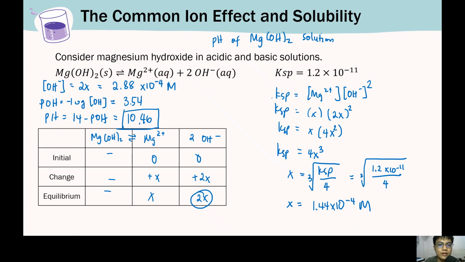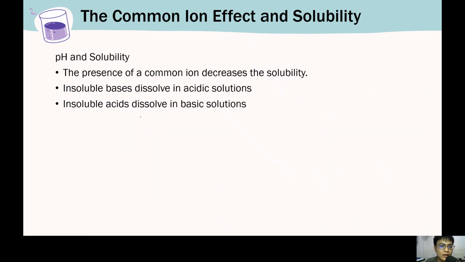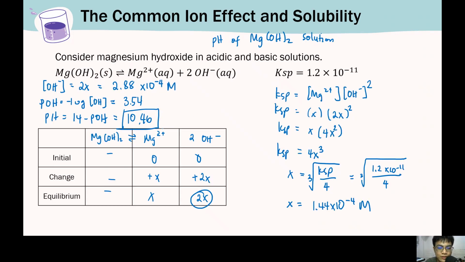So what does that mean? Okay. So our magnesium hydroxide will be more soluble in pH less than 10.46. Why? Magnesium hydroxide is an insoluble base, and it will dissolve in acidic solutions, meaning that if you have a pH less than 10.46, then it will be more soluble. Okay? So that's our conclusion. pH less than 10.46 will cause your magnesium hydroxide to be more soluble. Okay? So mas magiging soluble siya. But at pH greater than 10.46, it will be less soluble due to common ion effect. Masyado na maraming OH.